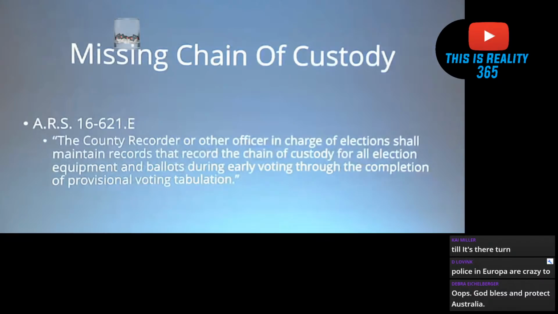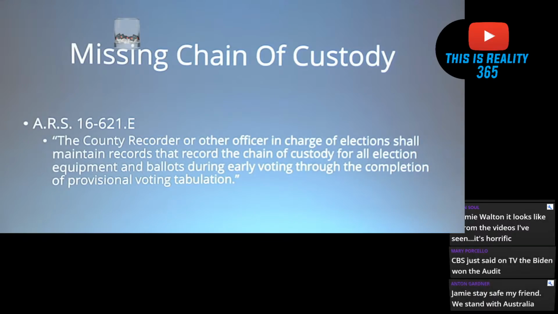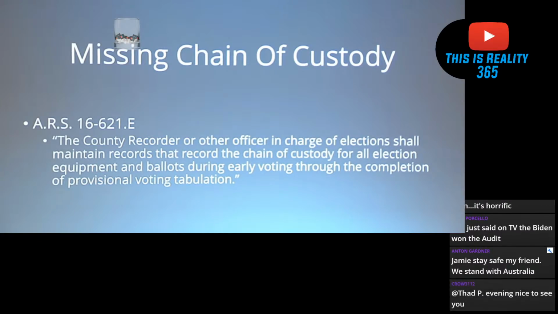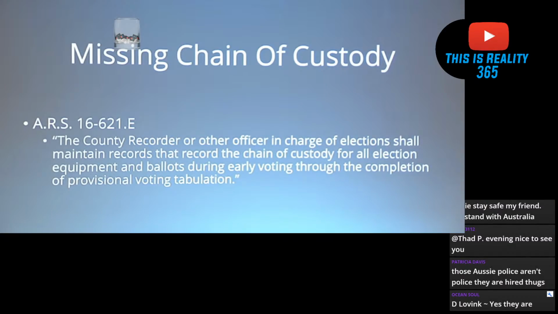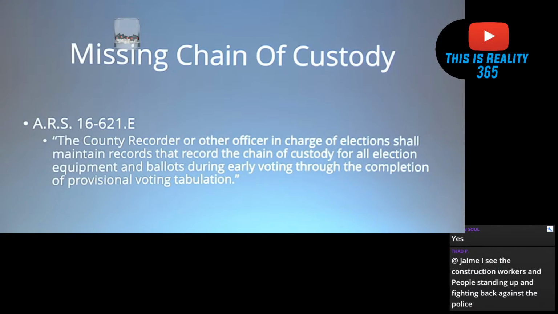The next slide, I hope, is missing chain of custody. ARS 16-621 says that the county will maintain a chain of custody for all election equipment and ballots during early voting, which is kind of the beginning of an election, through the completion of provisional voting tabulation, or kind of the end of processing ballots. The Senate requested this chain of custody. The county provided a very detailed chain of custody of the ballots that we did receive, but we never received a chain of custody all the way back to the election period, as this statute requires.